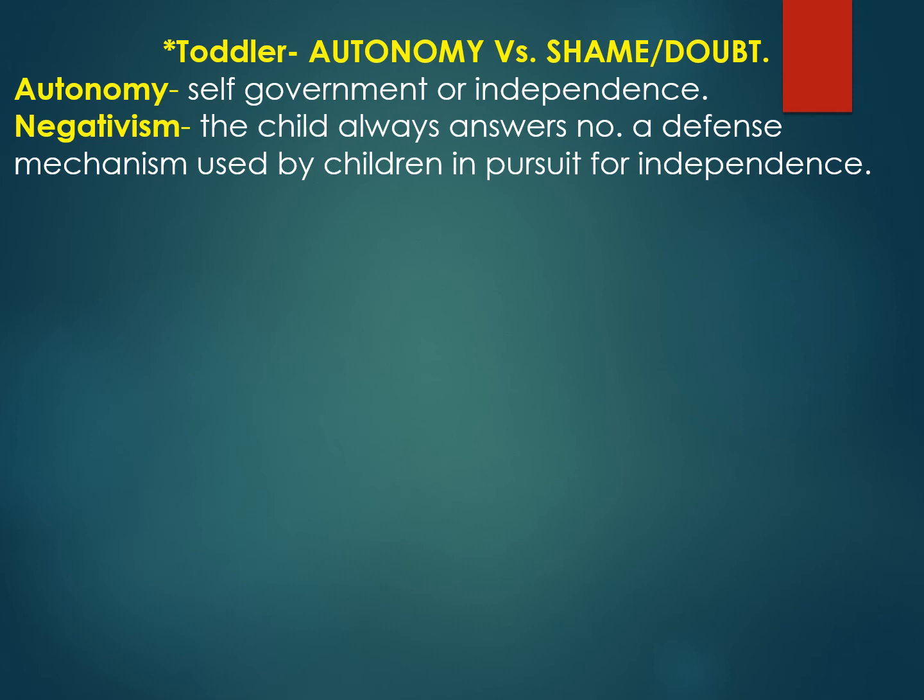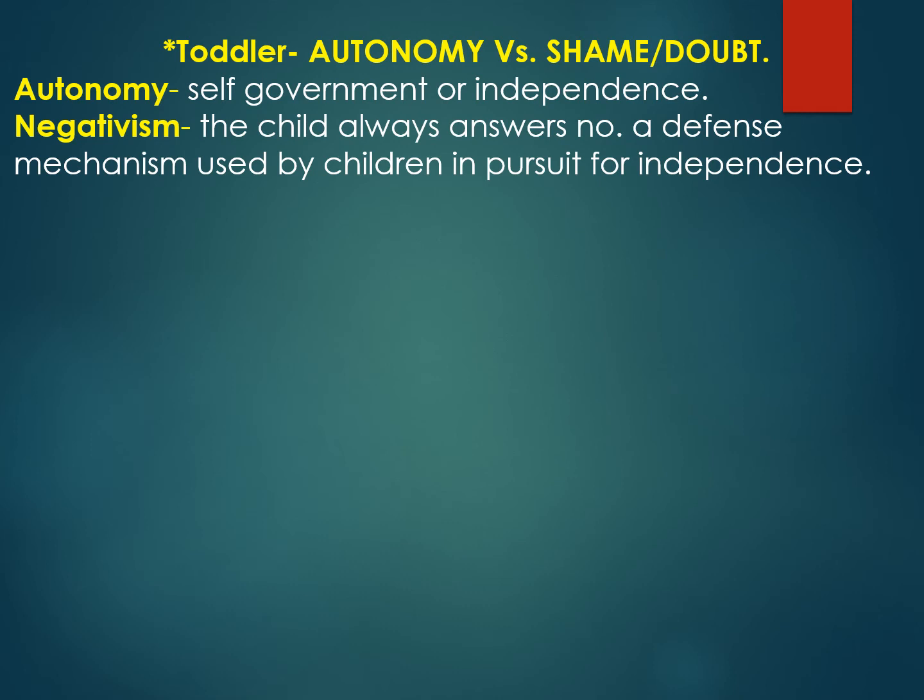Gusto mong kumain? No. Kumain ka ng ganito? No. Magsuot ka ng damit mo? No. These children always love saying no because it is a defense mechanism being used by them in pursuit of independence. What they are trying to say is, wag mo akong dinidiktahan because I am trying to do things on my own. Because autonomy is very important for the toddler. However, since they have minimal vocabulary, it is easier for them to say no instead of explaining themselves. So negativism is very normal for toddlers because they are in their way to developing the sense of autonomy.